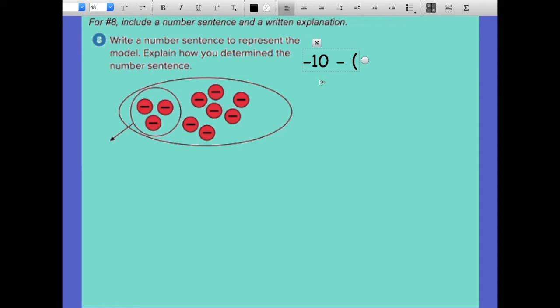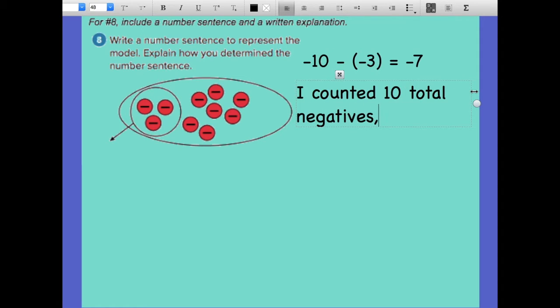Minus what's being taken away. Negative 3 is being taken away. So what's left over? Count the ones that aren't being taken away. We have negative 7 left. All right. So remember, this we can explain by counting too. So we're going to say I counted 10 total negatives, and there are 3 being taken away.